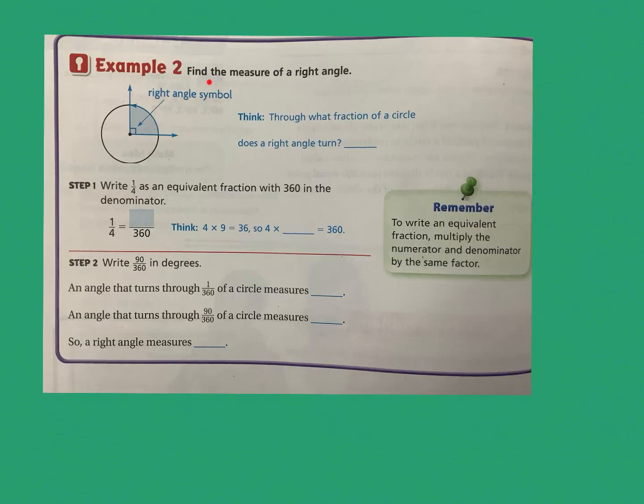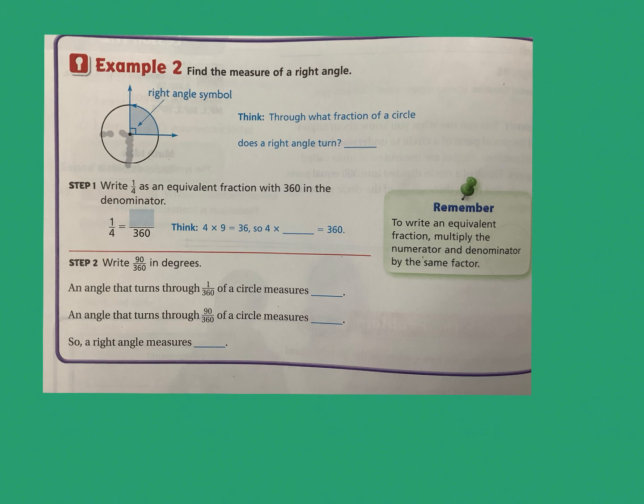Let's look at example 2. Find the measure of a right angle. Here is the right angle. We know it's a right angle because of that little symbol. Through what fraction of a circle does a right angle turn? It's 1 out of 4, right? 1/4 of the whole circle, like we did in the last lesson. If we were to split this into 4 equal pieces, we are using 1 out of the 4, right? So this is 1/4 of the circle.